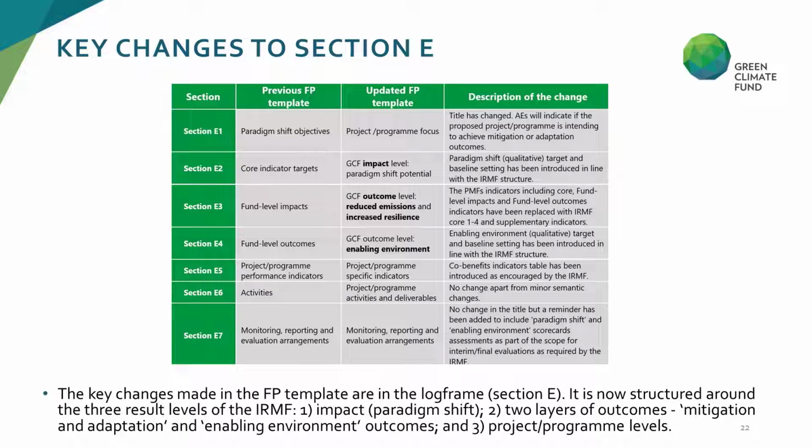It is now structured around the three result levels of the IRMF. A, impact, paradigm shift. B, two layers of outcomes, mitigation and adaptation, as well as enabling environment outcomes. And C, project program levels. We'll have further deep dive into each subsection in the slides that are coming up next.